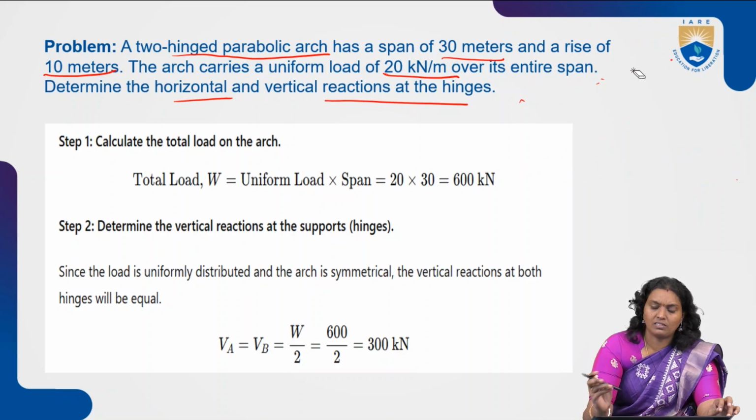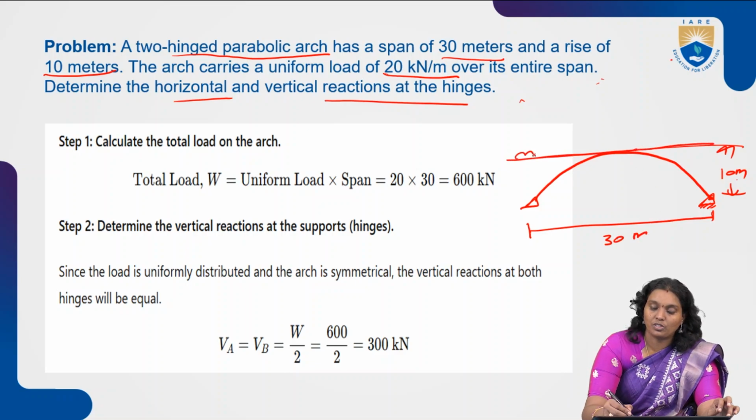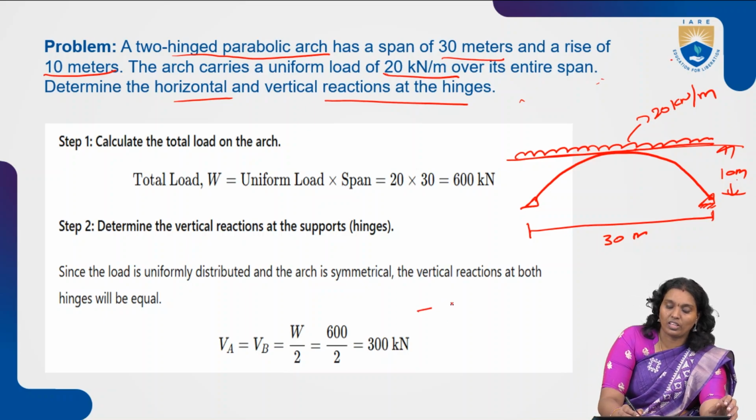Roughly, I draw this one now. A parabolic arch, with two hinges on the same axis. From here the rise is equal to 10 meters, and the span between these two hinges is equal to 30 meters. The uniformly distributed load over the entire span is 20 kilonewton per meter. Now, before understanding the vertical and other supports, for finding the horizontal and vertical reactions, first we have to know about the total load.